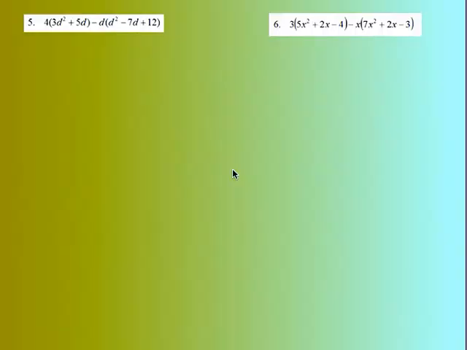So for number 5, we're going to start by distributing in the 4. Okay, so 4 times 3 is going to be 12, and then d squared. 4 times 5 is going to be 20, and then d. So now notice that I'm going to only distribute that 4 into the parenthesis directly following. Same thing with the d. I'm only going to distribute it into the parenthesis directly following.